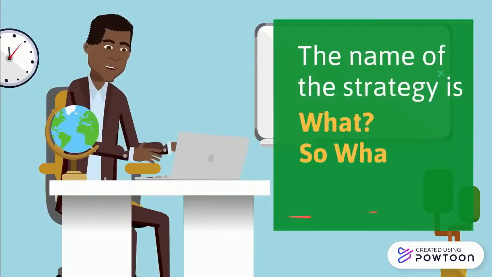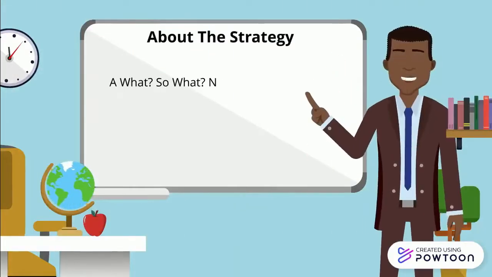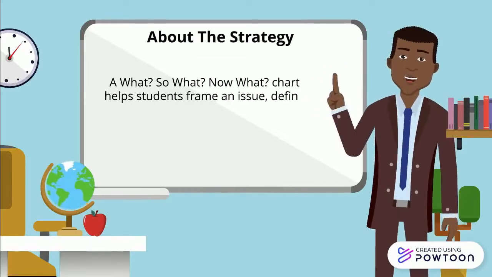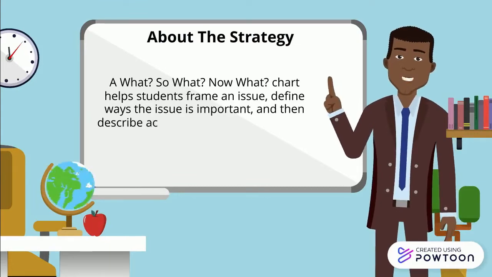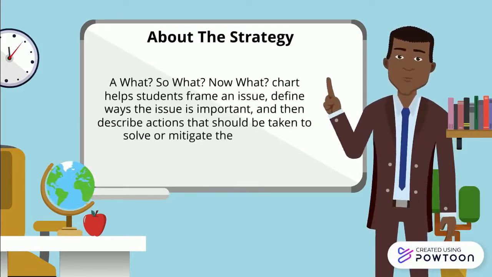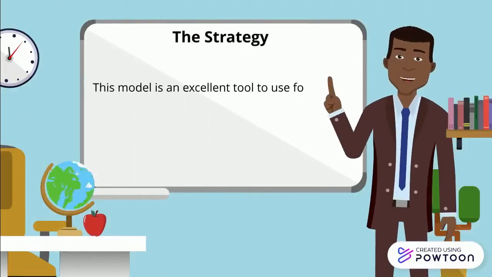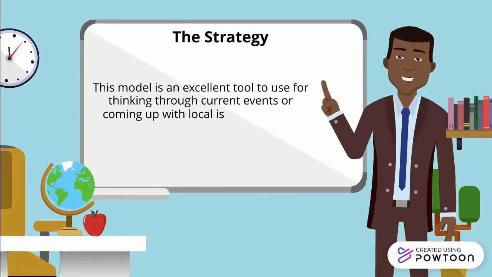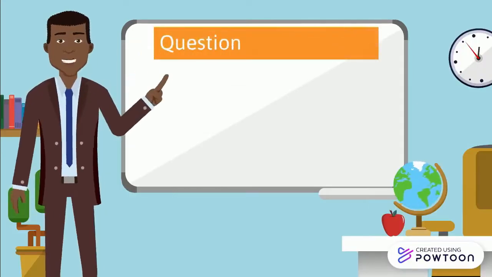The name of the strategy is What, So What, Now What. A what, so what, now what chart helps students frame an issue, define ways the issue is important, and then describe actions that students should take to solve or mitigate the situation. This model is an excellent tool to use for thinking through current events or coming up with local issues students could act upon. Some questions students should ask as they work through the strategy.